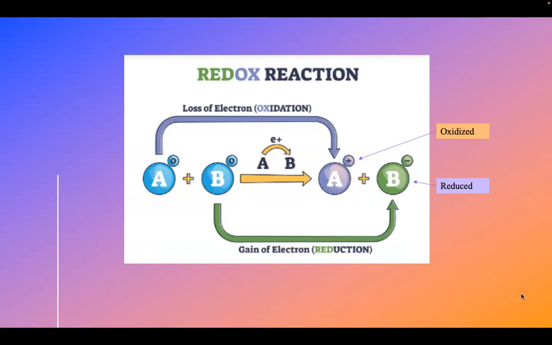Here we have an example. You can see in our oxidation, we are losing an electron for a product that has a slightly more positive charge because we lost a negative charge electron. In our reduction, we are gaining an electron, so our product is going to have a slightly more negative charge after this reaction.